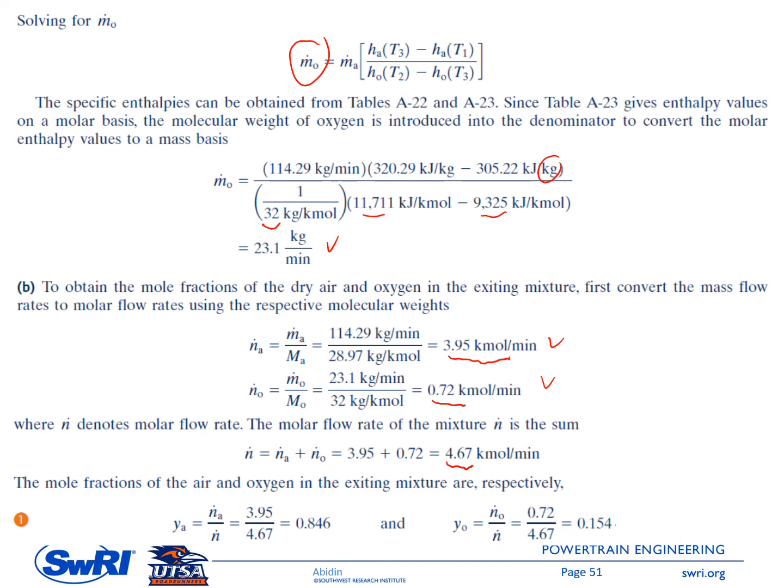And then we can calculate the mole fraction of the air and oxygen in the exiting mixture. So it's just the ratio between the mole number of dry air over the total mole number of the mixture. So N dot A over N dot, you will get the mole fraction of dry air of 0.846, and this one is for oxygen, 0.154.